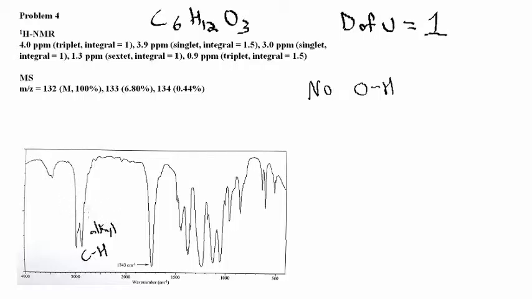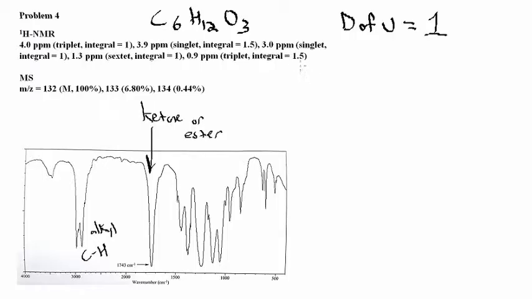And then again, because there is no OH stretch here, no broad peak, we know that even though we have 3 oxygens here, we do not have either an alcohol or a carboxylic acid. The carbonyl stretch here at 1743 indicates that we have either a ketone or an ester. And that's pretty much all we can really gather outside of the fingerprint region of the spectrum. So now let's tackle the proton NMR data.